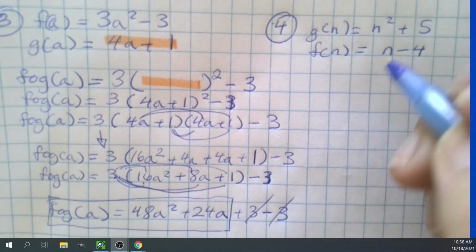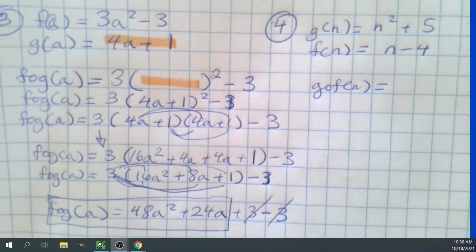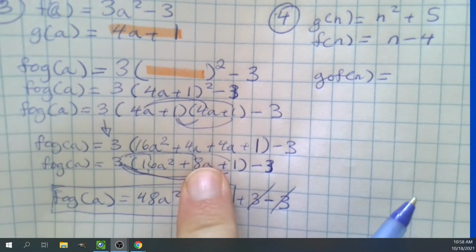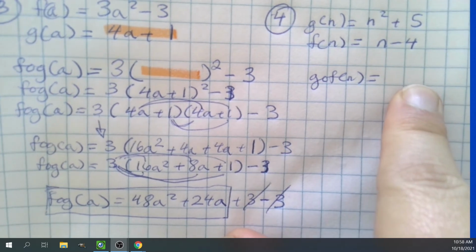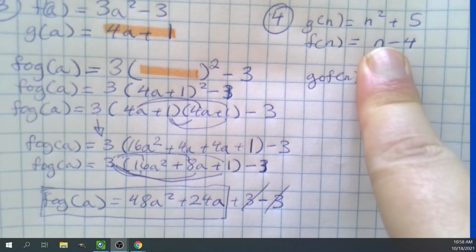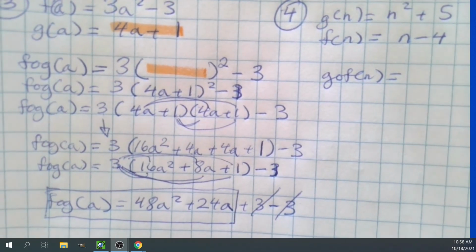And I asked you to find g of f. So you need to set it up almost exactly the same as this. We're going to start with the g equation, but you're going to leave a big blank for the x, plug this one in, and when you square it, you have to write it twice, FOIL it out, and simplify.